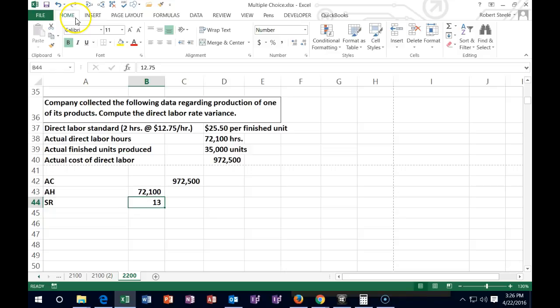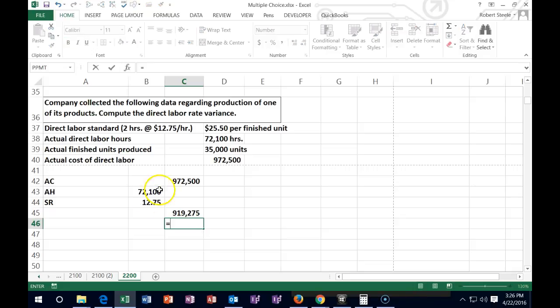I'm going to go back on here, go to the Home tab, Numbers, add decimals, and then we're going to go over here and we're going to calculate the 72.1 times the standard rate, the actual hours times the standard rate. That equals the 72.1 times the 12.75, and that will give us the 919.275. And if we take the difference between the 972.5 minus the 919.275, we get the 53.220.